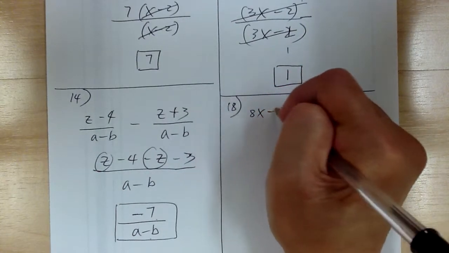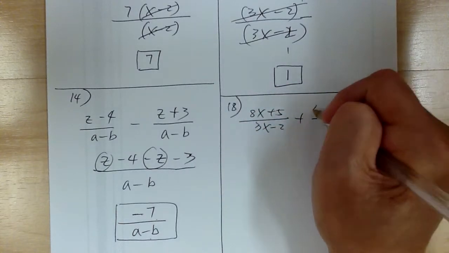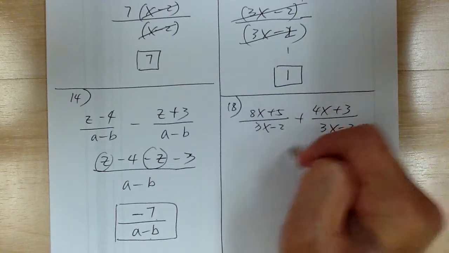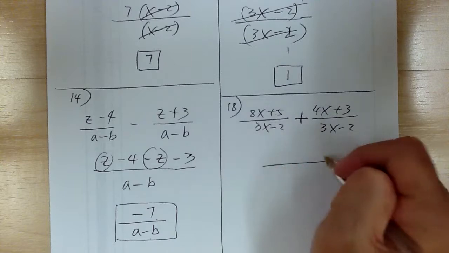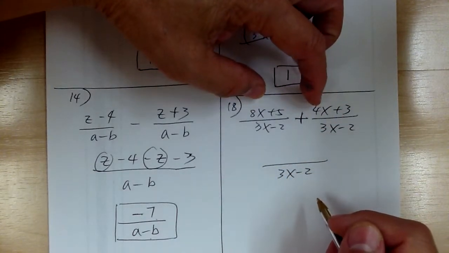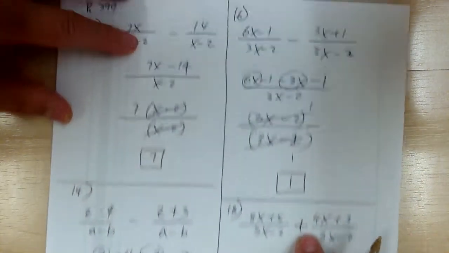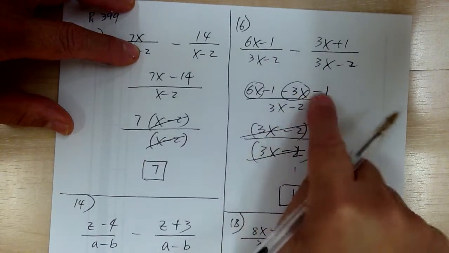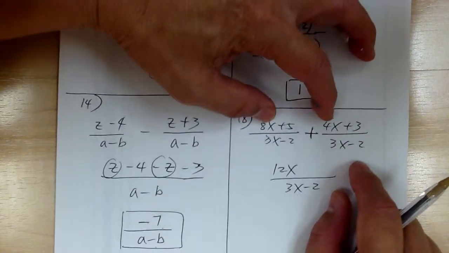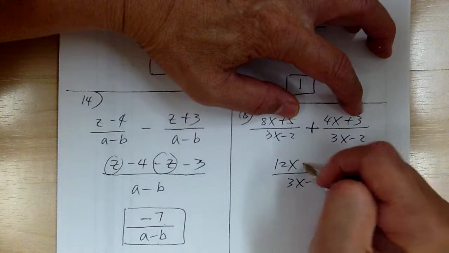You have (ax + 5)/(3x - 2) plus (4x + 3)/(3x - 2). Now this is addition, so addition is very simple. Nothing gets switched, so you can go and add directly already. So ax and 4x is 12x. If it's subtraction, you have to do an additional step to take care of the sign. But if it's addition, you can just go straight and add. So this will give you 12x, and this will give you 8.